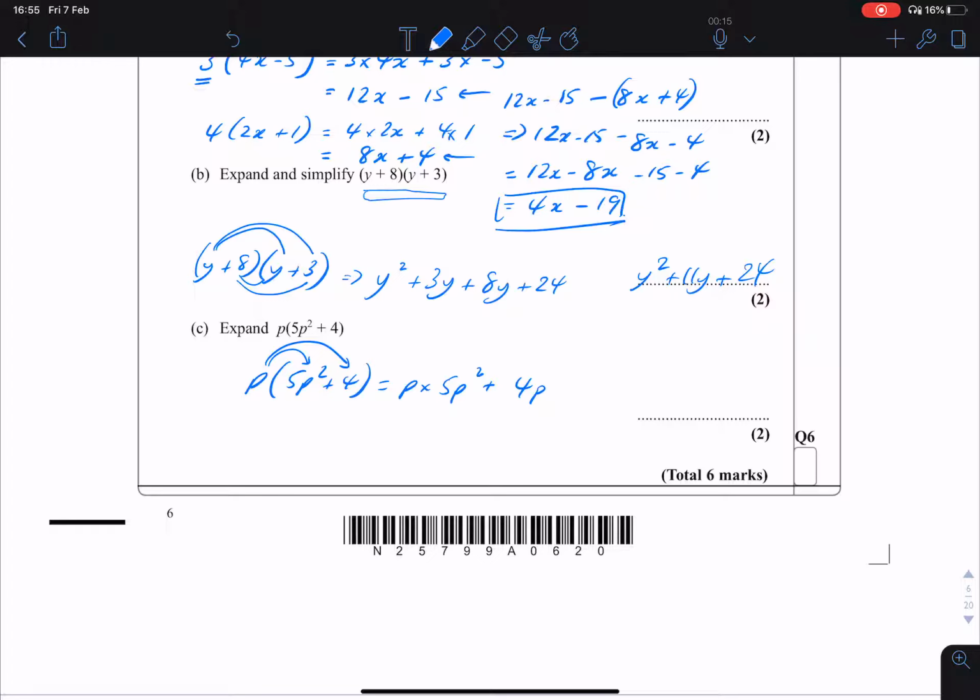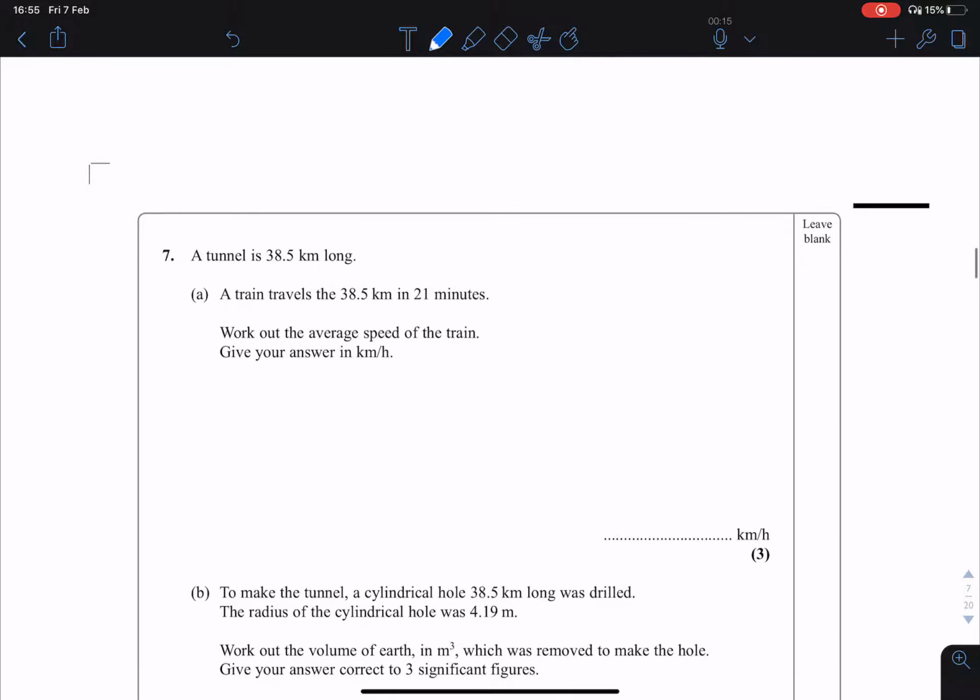Remember before we said about the law of commutativity, p times 4 equals 4 times p, and in algebra we just write 4p. So here we're going to do the same thing, use that law of commutativity, and I'm going to say that's 5 times p squared plus 4p, which is 5 times p cubed plus 4p. So my answer is 5p cubed plus 4p. That's question 6.